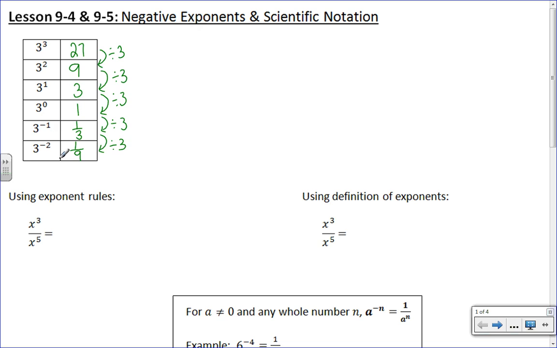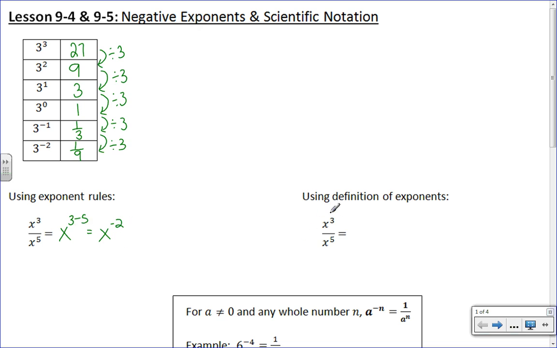Right, to give you further explanation or rationale for why this works, let's first look at something like this, where you have division, but the denominator has the bigger exponent. Let's look at this first using the exponent rules. What we learned in section 9.3 was that when you have division with the same base, you subtract the exponents. So this would be x to the 3 minus 5, or x to the negative 2. 3 minus 5 is negative 2.